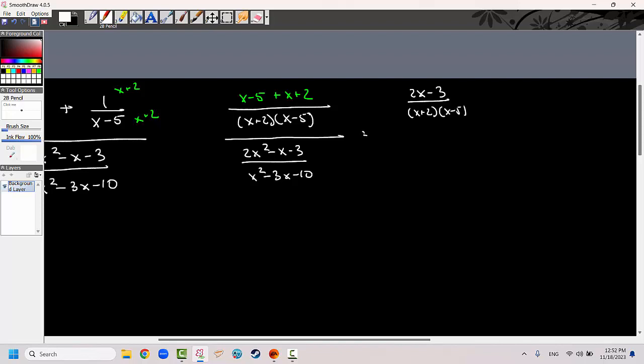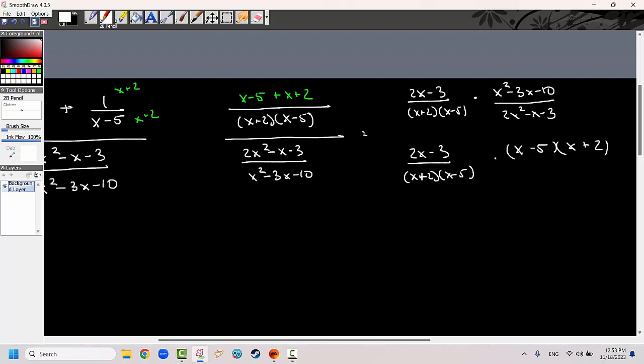Now, before I carry down the bottom as is, remember, I'm dividing the whole shebang of the top divided by the whole shebang of the bottom, which means I can actually call him multiplied by x squared minus 3x minus 10 over 2x squared minus x minus 3. So let's go and factor the right side now. 2x minus 3 over x plus 2 times x minus 5. That's a plus. Times, let's factor the top. So x looks like minus 5. X plus 2. Oh, awesome.